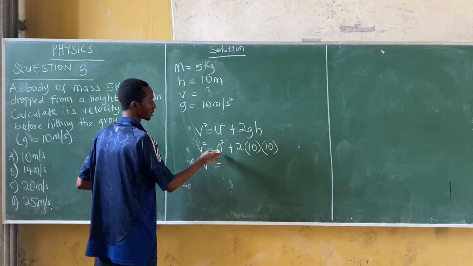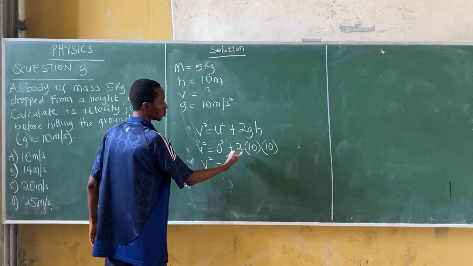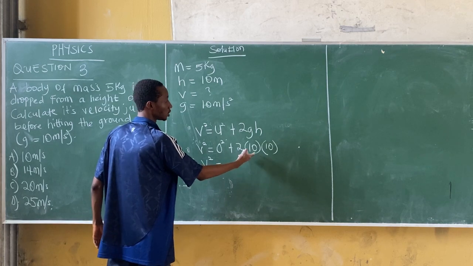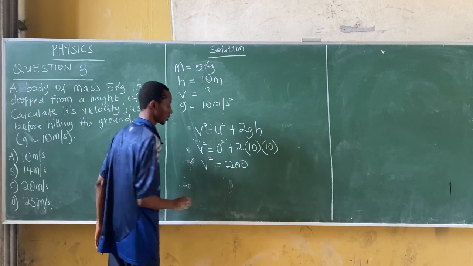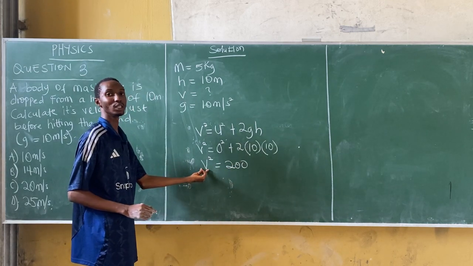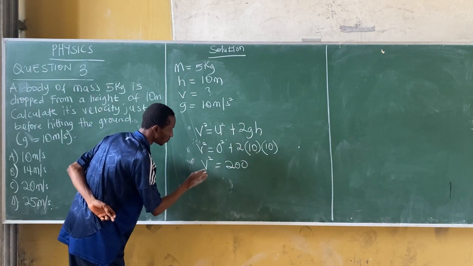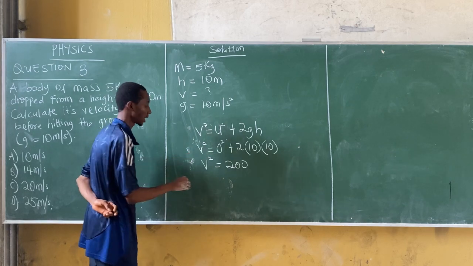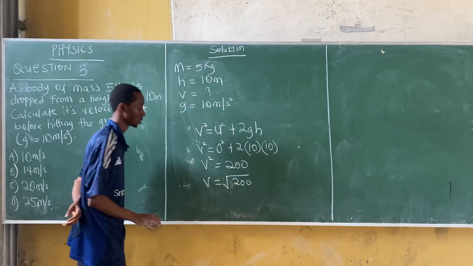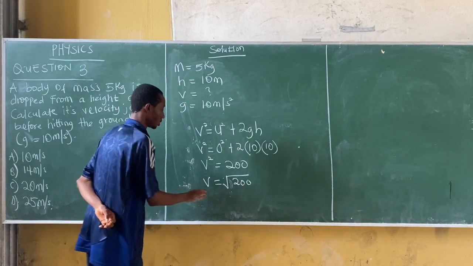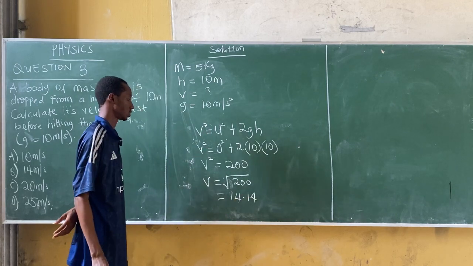V squared, 0 raised to the power 2 is 0, so this is out of the game. Here we have 2 times 10 is 20. 20 times 10 is 200. So we have 200 here. We are looking for V, that's velocity and not velocity squared. So for us to solve this, we have to take the square root of both sides. We have V is equal to the square root of 200. The square root of 200 now is equal to 14.14.